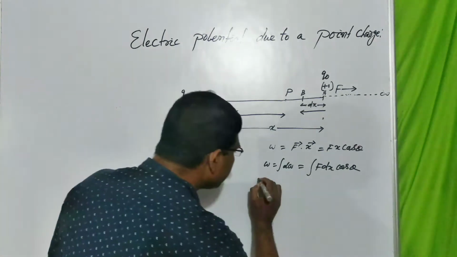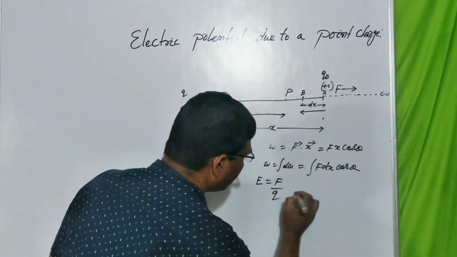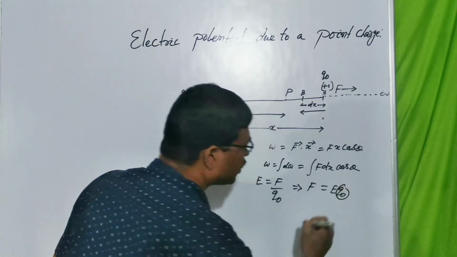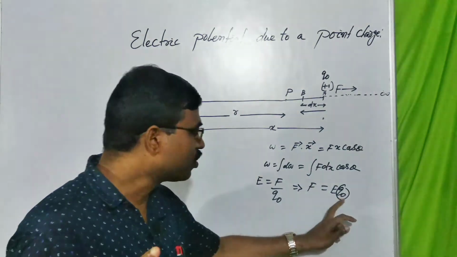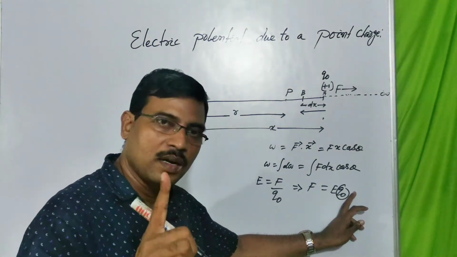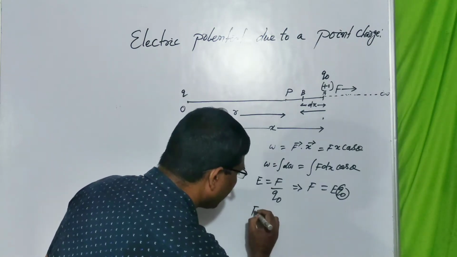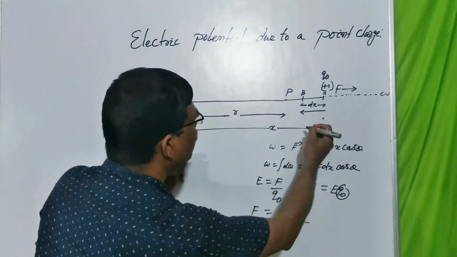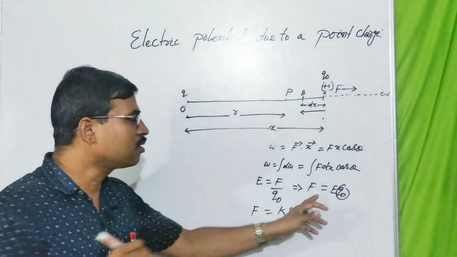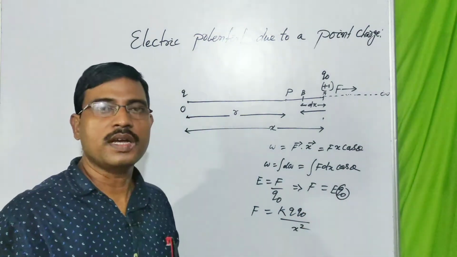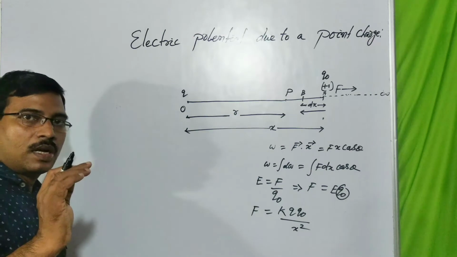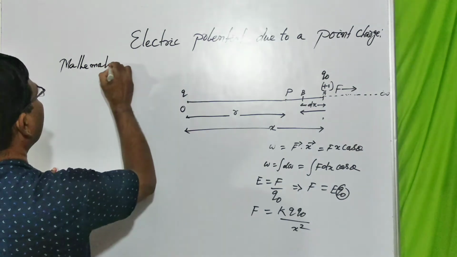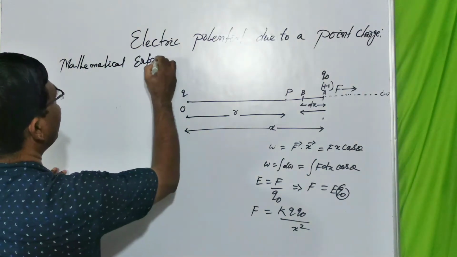Another one is E equal to F by q0, so F is equal to E q0. If q0 is only one unit positive charge, you will keep 1. Otherwise, if you apply Coulomb's law, F is equal to K Q q0 by x squared, where x is the distance. Either you will use this value or that one. Okay, start. Again I am telling the mathematical expression; the definition I have already told you.